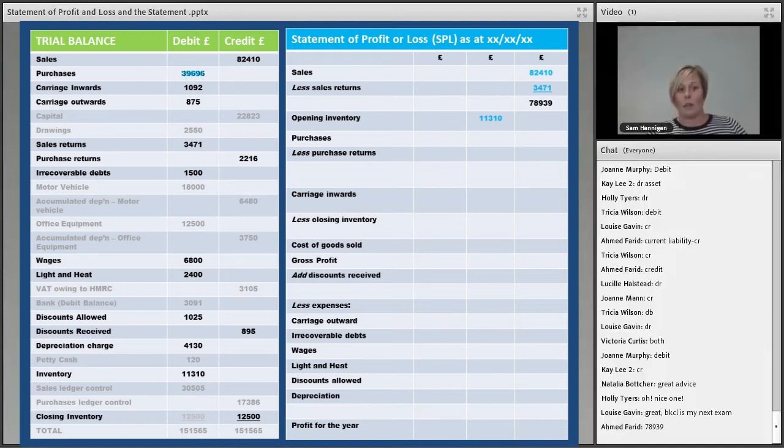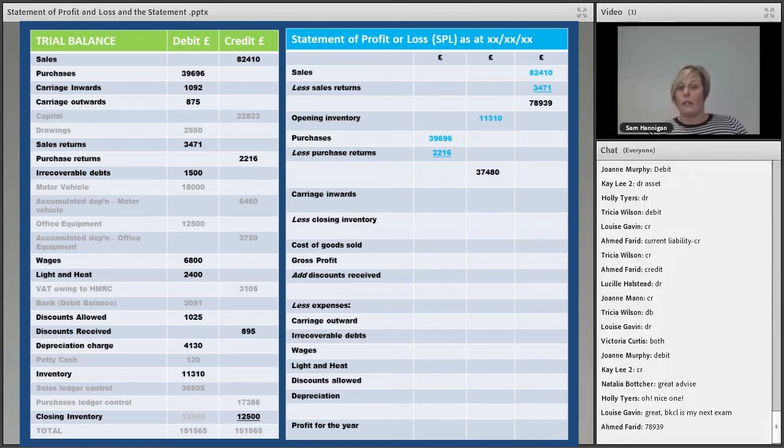The next thing that we're going to look at is purchases. Now, because I've got purchases and I've got purchase returns, my purchases figure is going to go into the inside column, and then my purchase returns is going to go underneath. The reason for that is because I'm going to do a calculation, and the total of the purchases minus the purchase returns will go into the middle column.